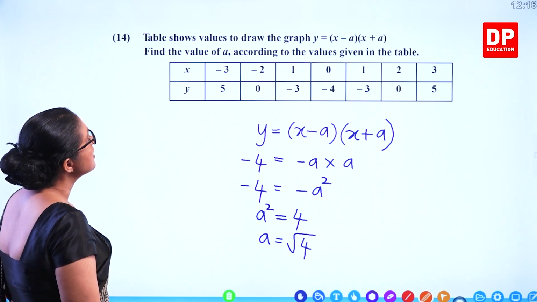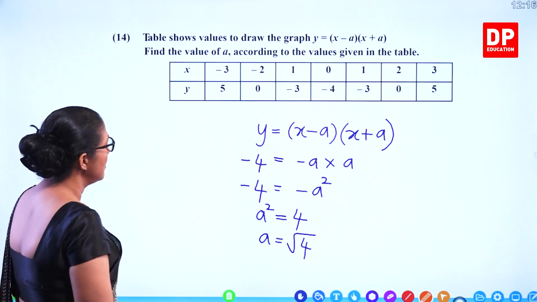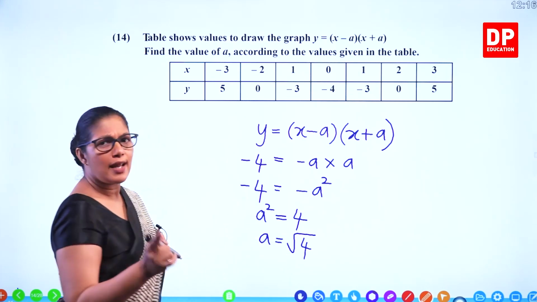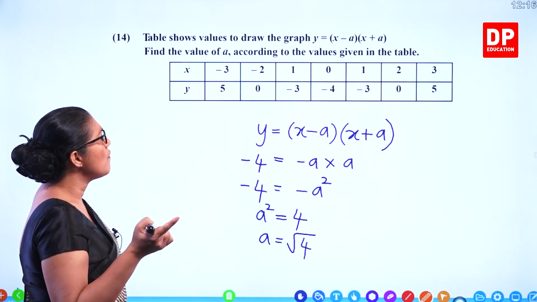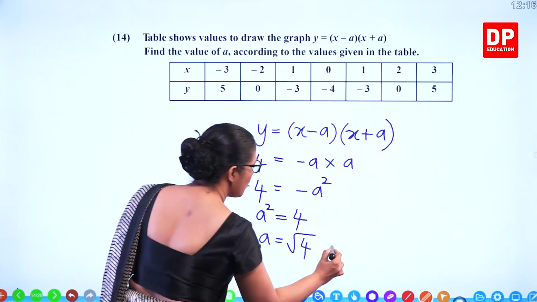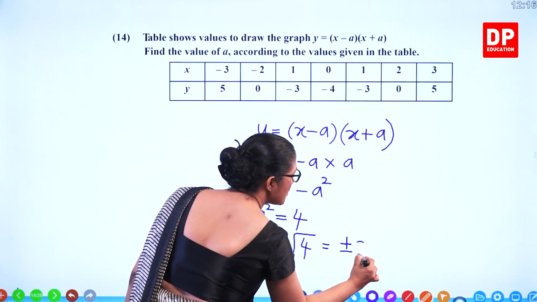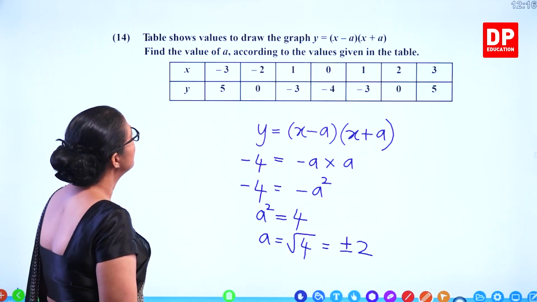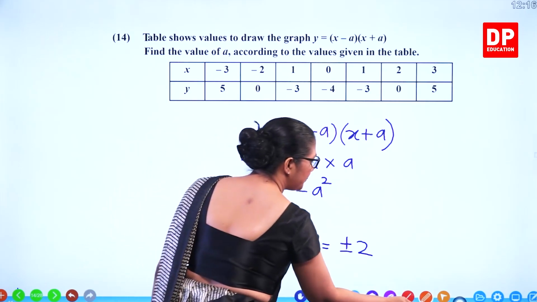So can we get a positive answer? You can get both. A can be positive or negative. So you can write plus or minus 2 as a. So 2 marks for that.